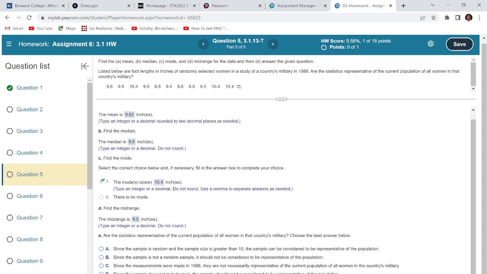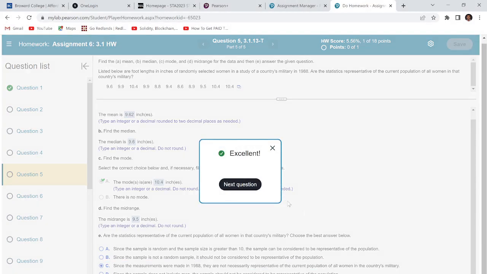So let's look at the choices we have given here. Since the sample is random and the sample size is greater than 10, the sample can be considered to be representative of the population. Since the sample is not random, it's not true. This is true, but we cannot use it because it's not current. Since the measurements were made in 1988, they are not necessarily representative of the current population of all women in the country's military. That looks right.